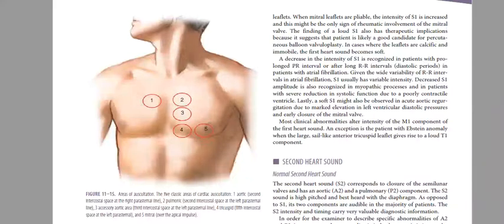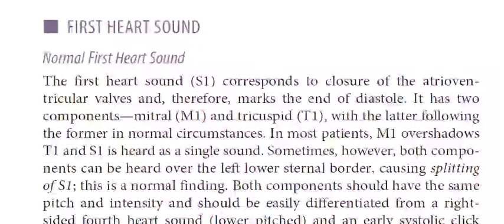Here the figure shows areas of auscultation. The 5 classic areas of cardiac auscultation: 1. Aortic, 2nd intercostal space at the parasternal line. 2. Pulmonic, 2nd intercostal space at the parasternal line. 3. Accessory aortic area, 3rd intercostal space at the left parasternal line. 4. Tricuspid, 5th intercostal space at the left parasternal line. And 5. Mitral over the apical impulse.